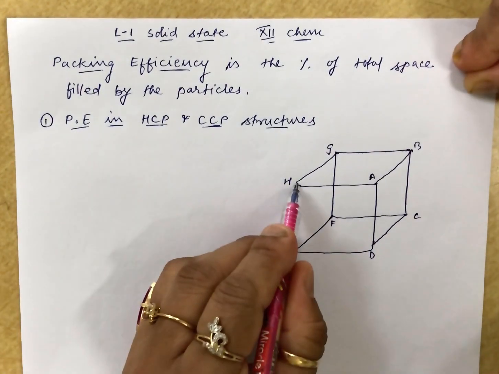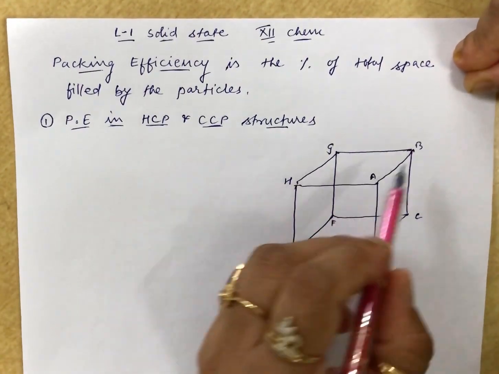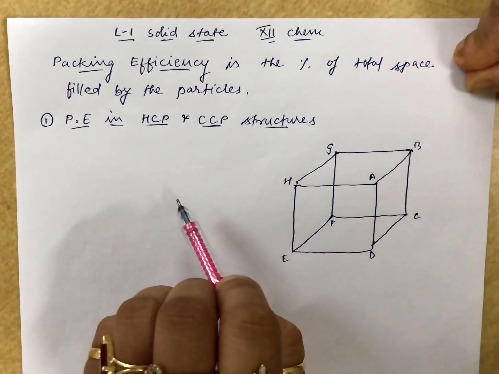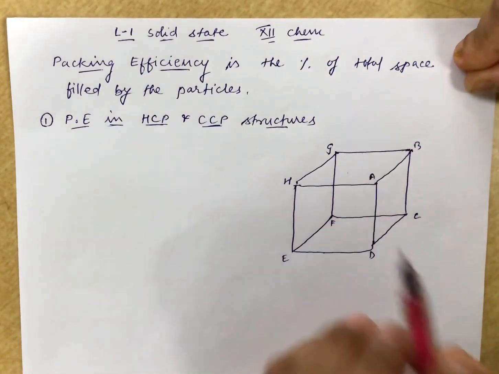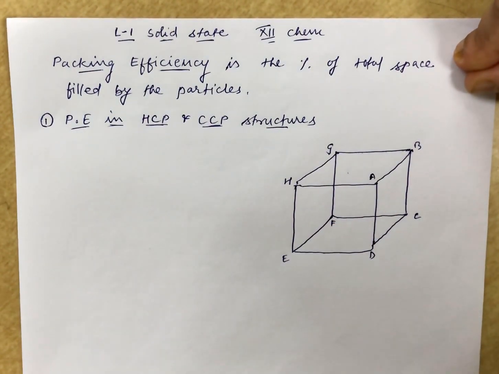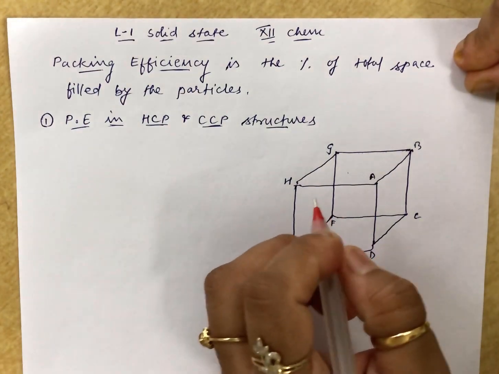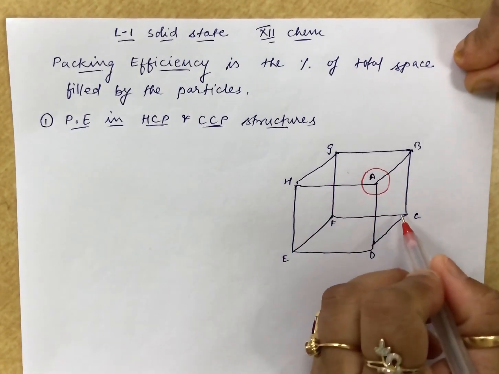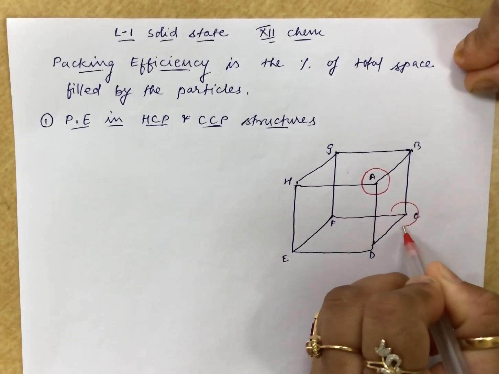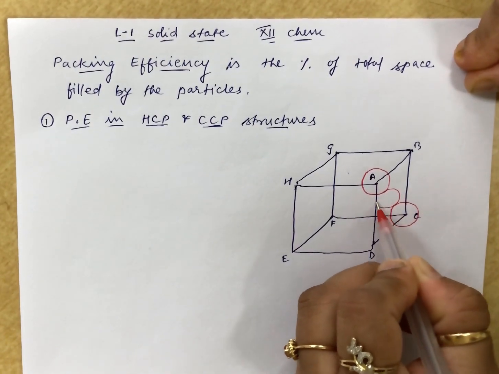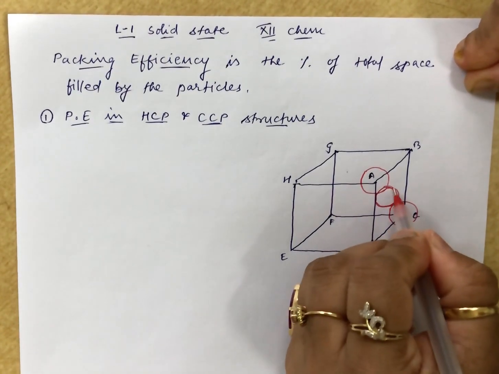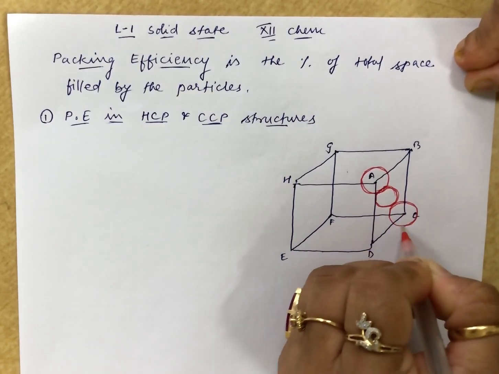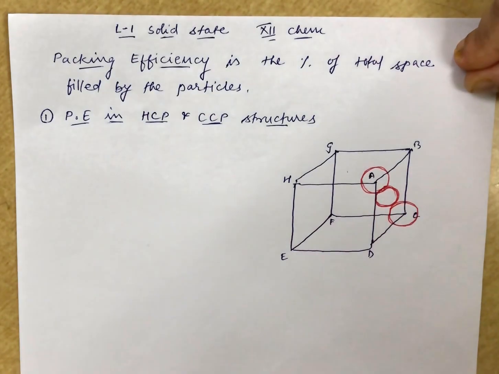Okay. Now for face centered or CCP, you will see that atoms are there at the 8 corners, and apart from that they are also there at the center of each face. For convenience here students, I am not showing all atoms. We need to calculate, so let us take these two atoms at the corners, and this is the atom at the center of the face.